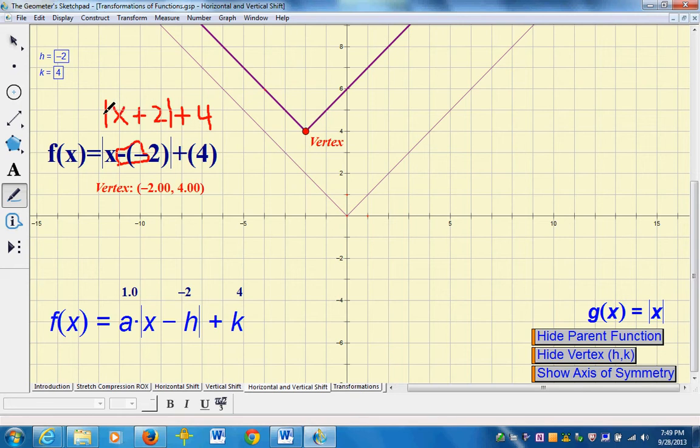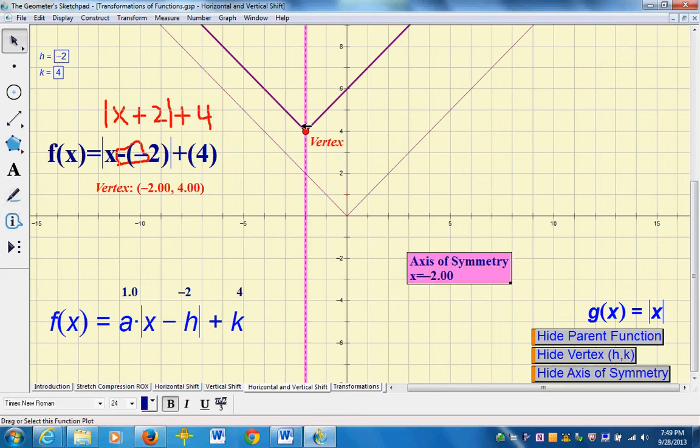My a is staying the same. I haven't done anything with the a. Notice my a is still 1. My axis of symmetry is always through the vertex. So my axis of symmetry is the line where x equals negative 2, because that's the x-coordinate of the vertex.